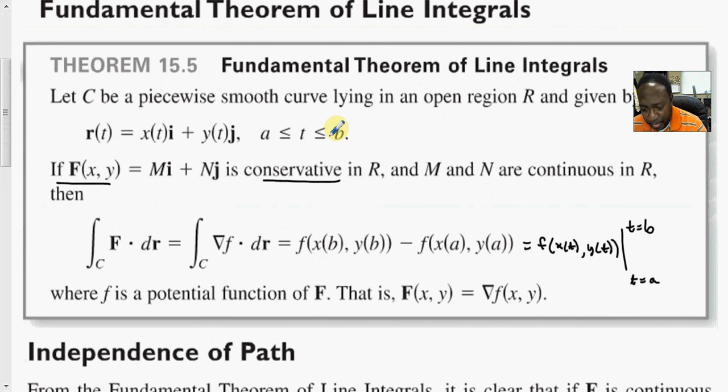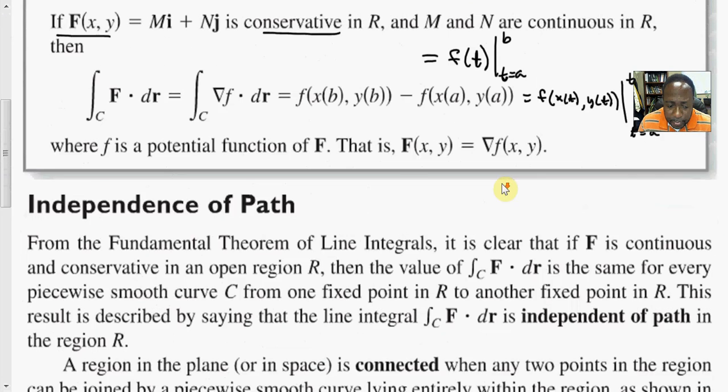What does that mean? Well, it's possible that the function can end up looking like f of t, evaluated from a to b. Sometimes the function may be left in terms of x and y, and so you can evaluate the potential function using that. And then sometimes you have to convert the x and y to the parameter t. We'll have some problems like that, and we'll show you.